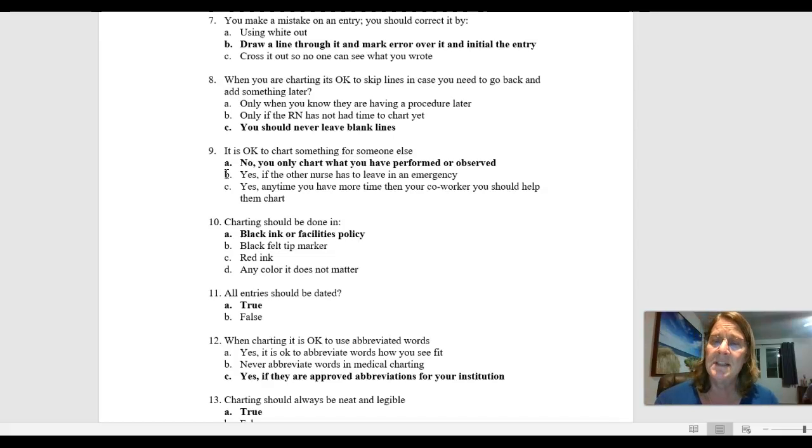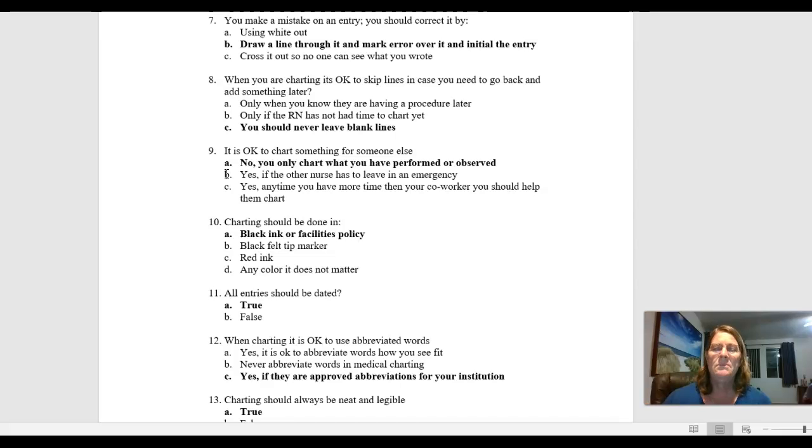Number 10, charting should be done in, out of my choices there, black ink or the facility's policy. So I will tell you, my very first job as a nurse, this was long before computerized charting came into play, our policy at the facility where I worked was: day shift, 7 to 3. This was before 12-hour shifts really became commonplace. The 7 to 3 shift charted in blue, the afternoon shift from 3 to 11 charted in black, and then the night shift charted in red. So you always knew what shift it was. If somebody forgot to put AM or PM, there wasn't any mistake.